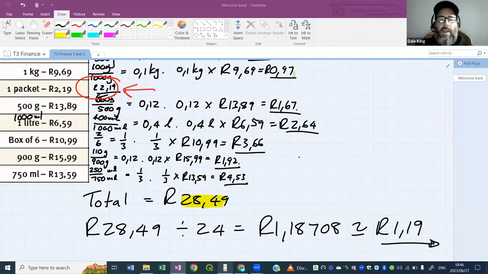Okay, now what do you do with this information? As a person that wants to start a donut company, this is very important for you. You need to know how much it costs you to make one donut. Now, as a businessman, what do you do with this value now? Who can tell me? All right, someone tells you, guess what? It's going to cost you R1.19.